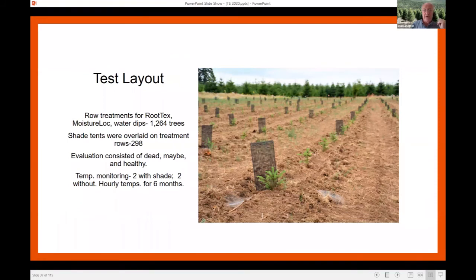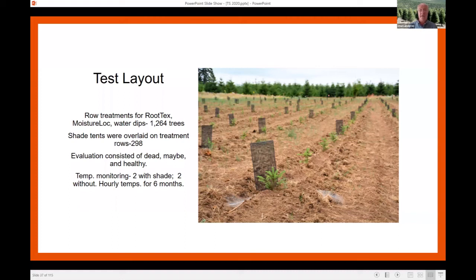So the test layout, this is what the test looked like. There are row treatments for Roottex and Moisture Lock that included about 1,200 trees. The shade tents were overlaid across the treatments in different rows. I talked about how the evaluation was made, and then we did temperature monitoring, some with shade, some without shade, and we had hourly temperatures for 6 months.